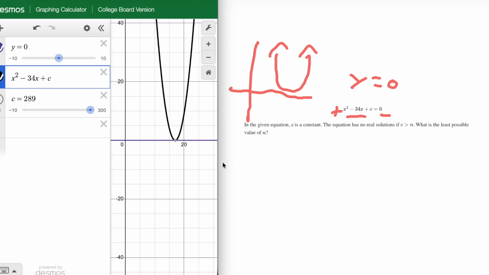So that means that for it to have no solutions, c must be greater than n. So c must be greater than 289 for there to be no solutions. So the answer to this one here is 289.